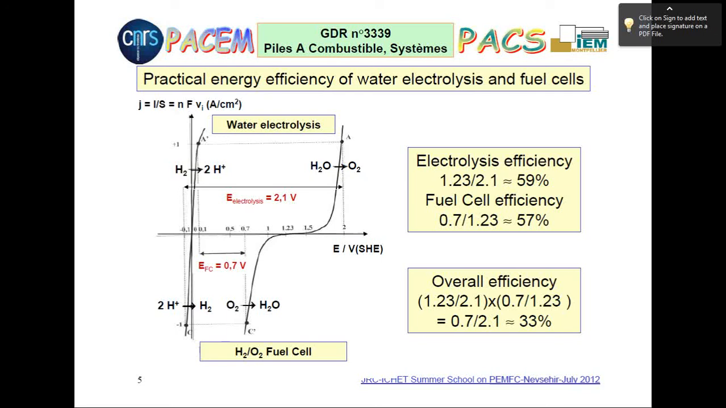So this explains why in the Grove experiment, they needed 4 elementary cells. With 4 elementary cells, they can have an efficiency of 25%. So it's okay. It works. Okay. I am a little bit long, so I have to go.